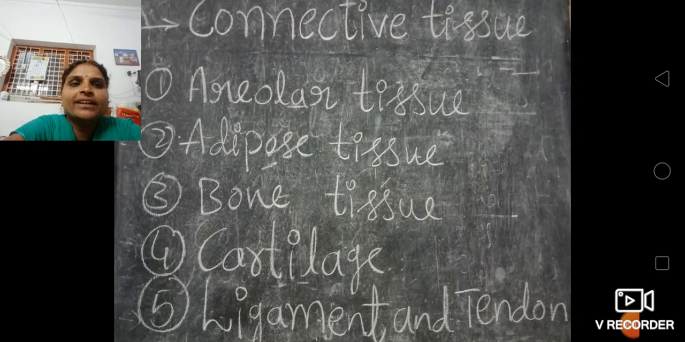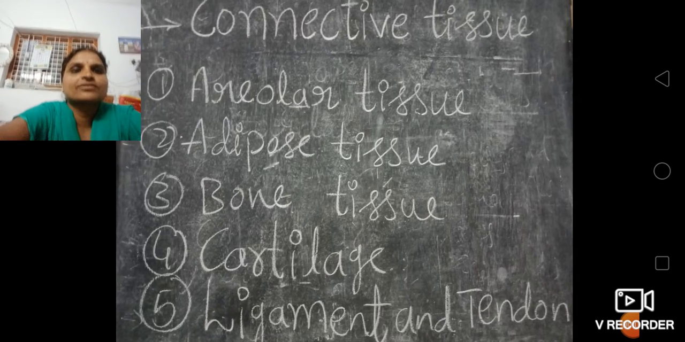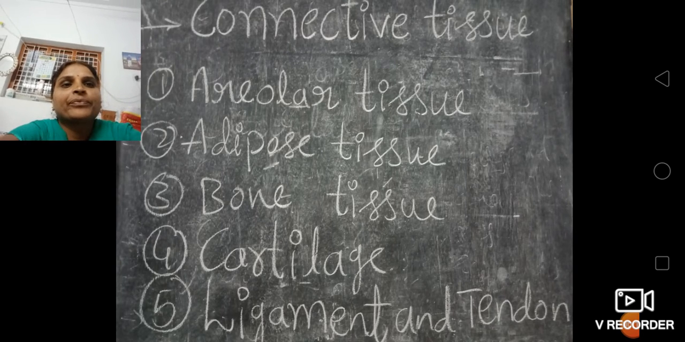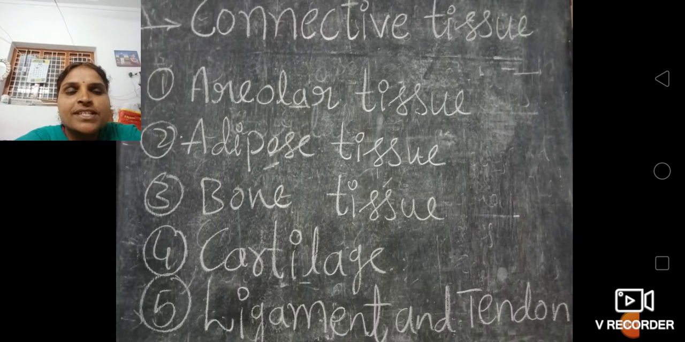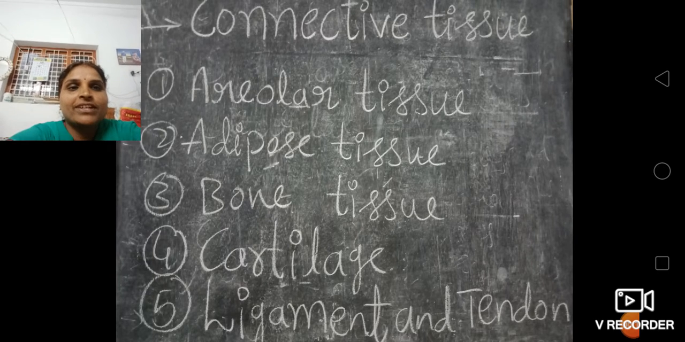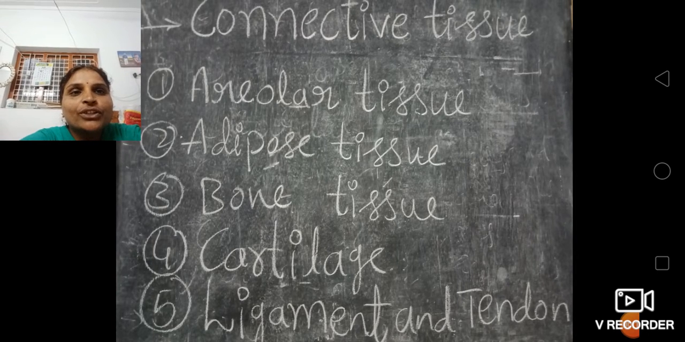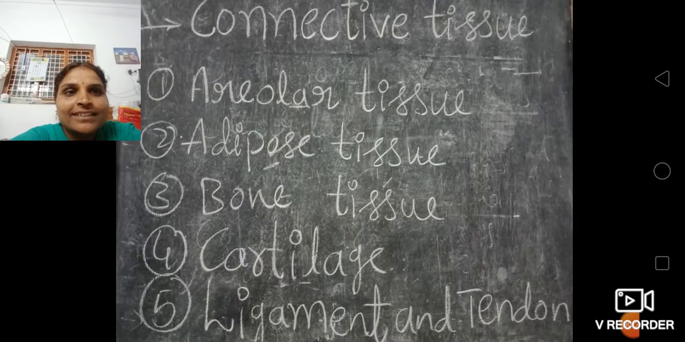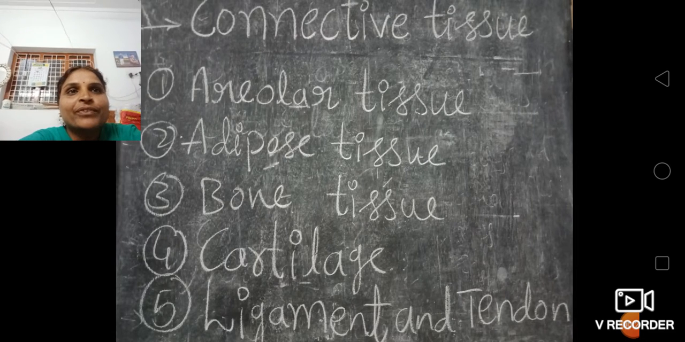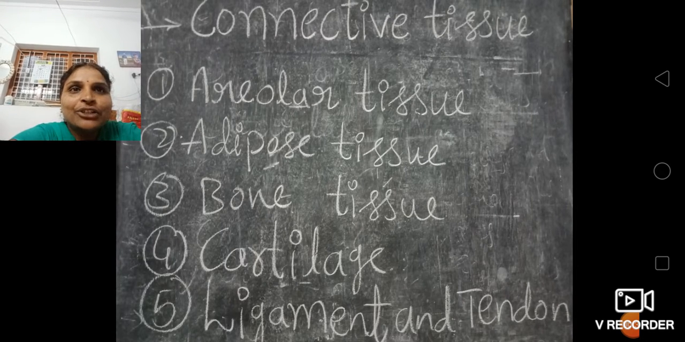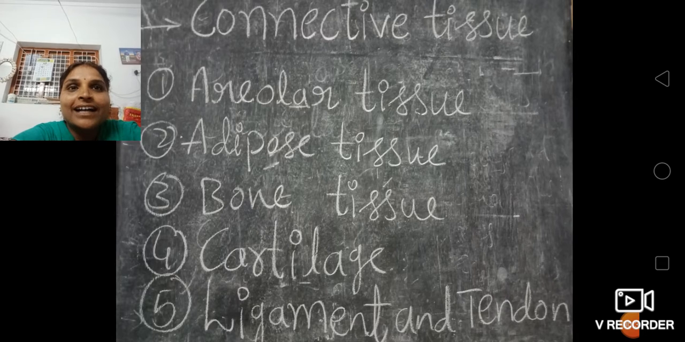Okay, we completed the epithelial tissue in our previous class. Now we are going to learn another tissue. What is that? The second one is the connective tissue. The connective tissue helps in binding the other tissues and organs together and provides a framework and support to various organs in the body.